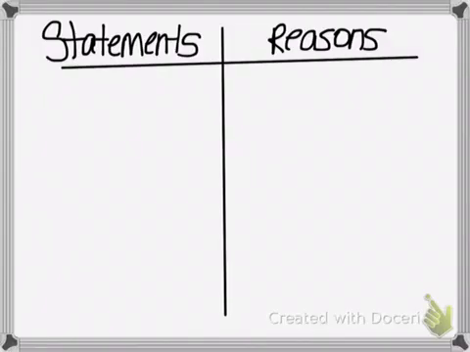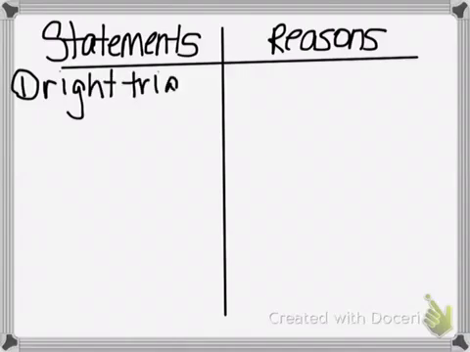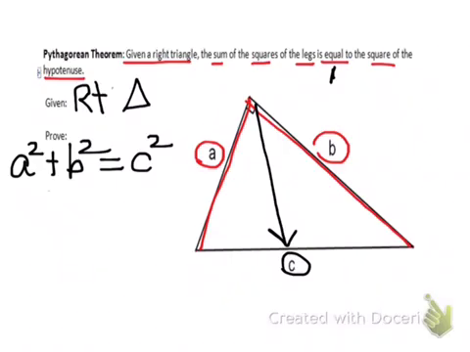So I go to my two-column proof, and I say, statement 1, I have a right triangle. How do I know I have a right triangle? Because it is given. That's what we start with. You always start with the given. Okay? Let's go see what it has to do next.